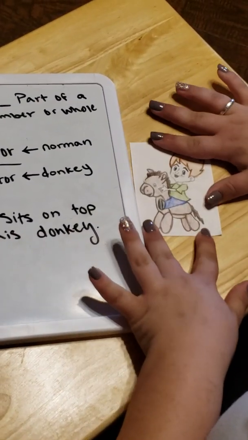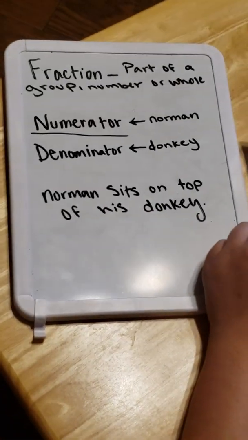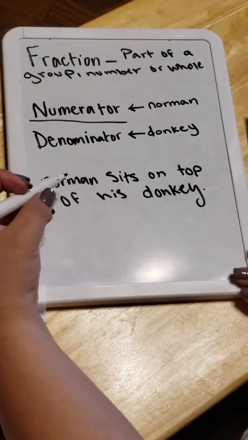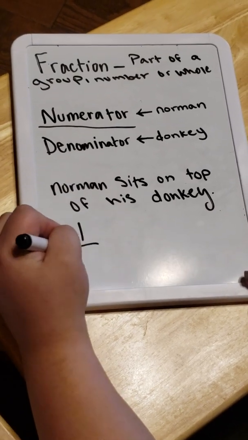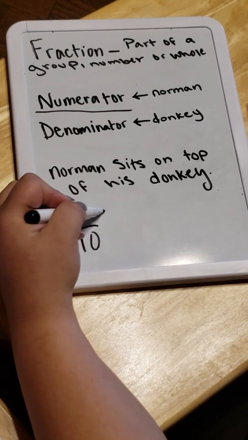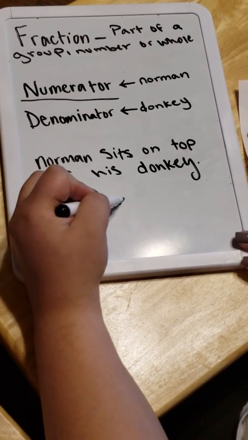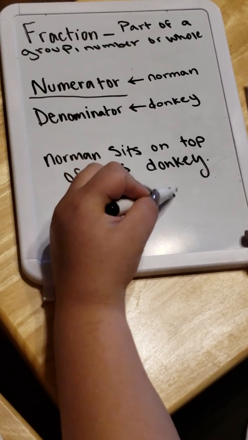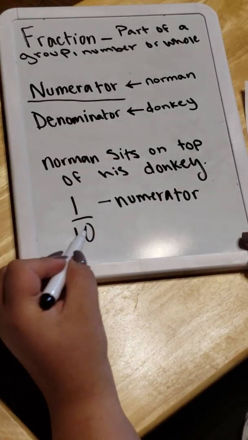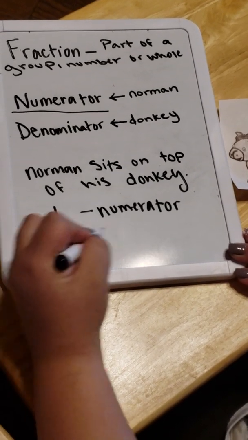I drew a little Norman and donkey. Norman sits on his donkey. So, for example, if we had the fraction 1/10, the number on top, Norman, is 1. So he was Norman, numerator is 1. And 10 is on the bottom, so that's the donkey. That means it's the denominator.